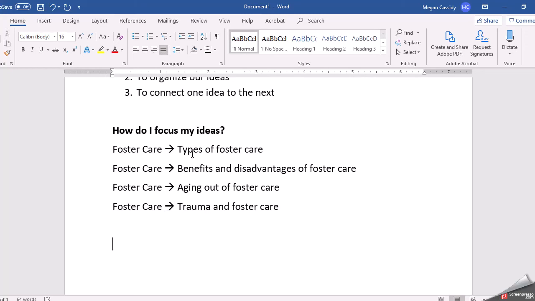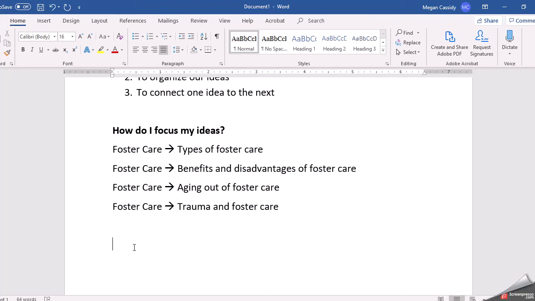Now, let's say that student A looks at types of foster care. There's not quite enough to describe, so they also want to cover benefits and disadvantages. Maybe that would work. But you could not have a 3-page paper that talks about trauma and types and benefits and aging out. Not at least in any real good depth, right? You're going to have a very superficial look if you try to go too broad.